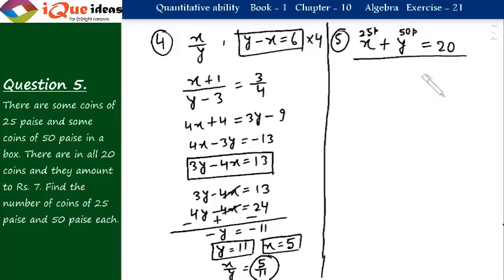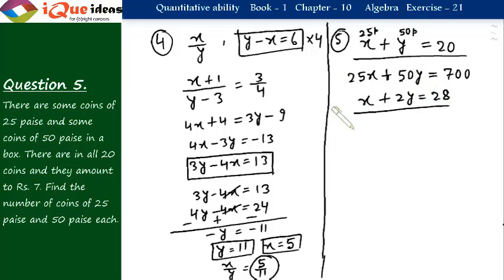Then the question says the total amount is 7 rupees. That means 700 paisa. Now 25 paisa coins, there are x coins, so the net value will be 25x, and 50 paisa y coins, so the net value will be 50y, and that should add up to total 7 rupees, hence 700 paisa. Divide by 25, it will give us x plus 2y equal to 28. So one equation is x plus y equal to 20 and the other equation is x plus 2y equal to 28. Now subtract the first equation from the second equation.